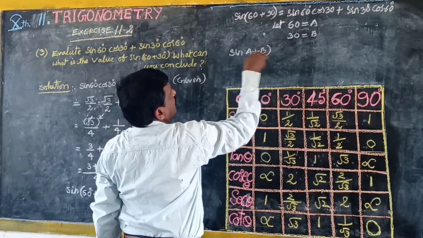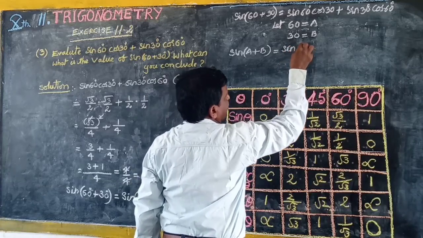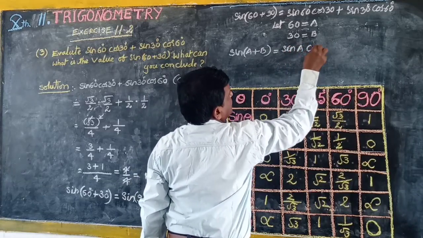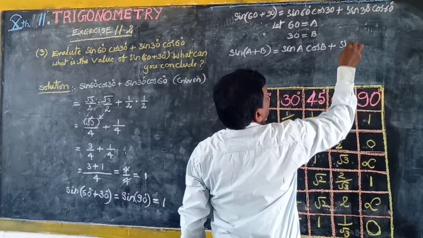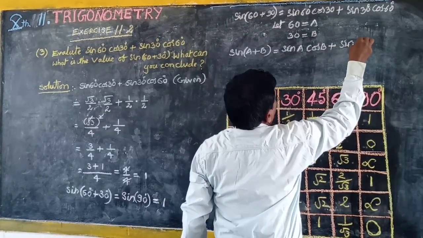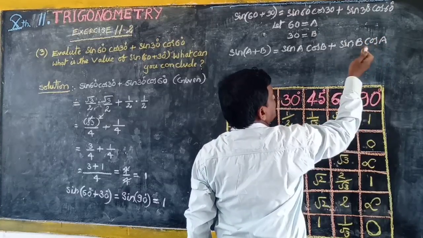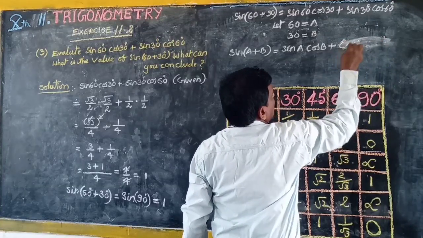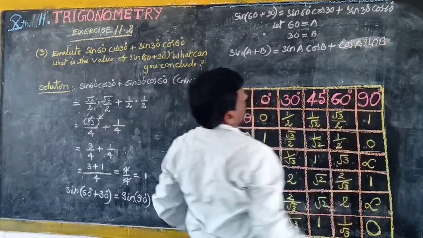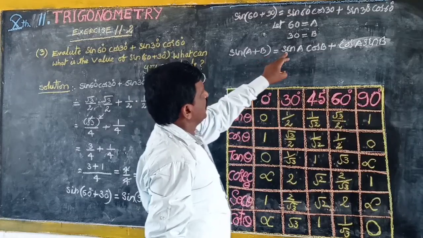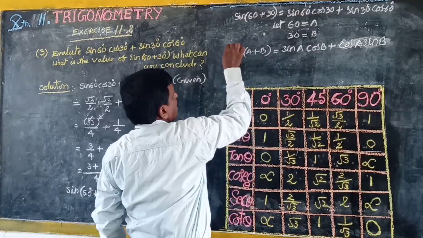So sin(A + B) is equal to sin A cos B plus cos A sin B. Sin A cos B plus cos A sin B. This is the formula.